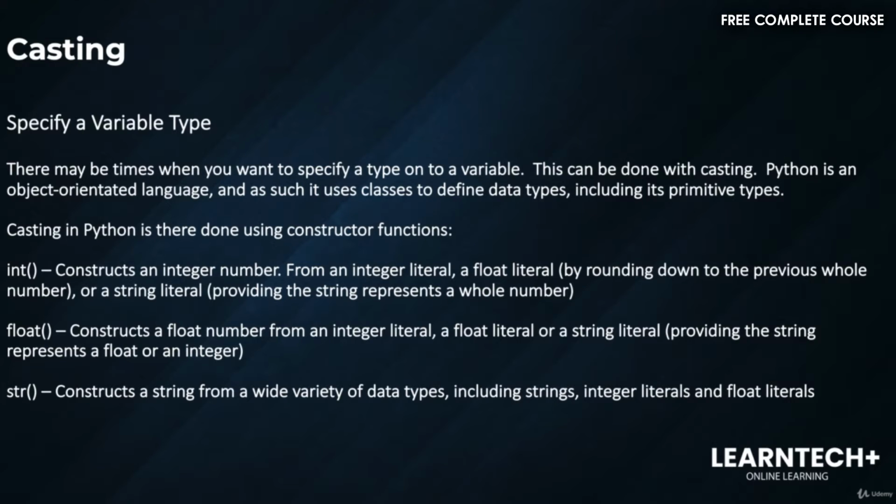using constructor functions. So integer constructs an integer number from an integer literal, a float literal by rounding down to the previous whole number, or a string literal providing the string represents a whole number. Float constructs a float number from an integer literal, a float literal or a string literal providing the string represents a float or an integer. String, or str, constructs a string from a wide variety of data types, including strings, integer literals, and float literals.